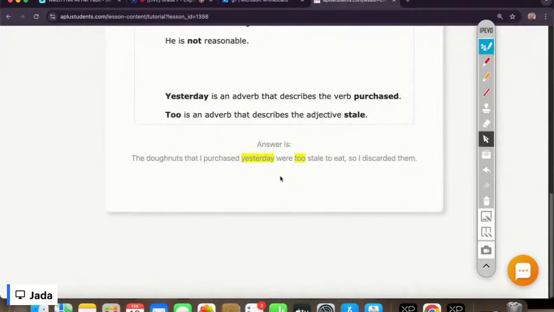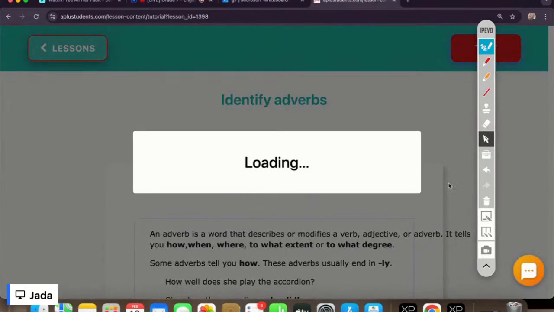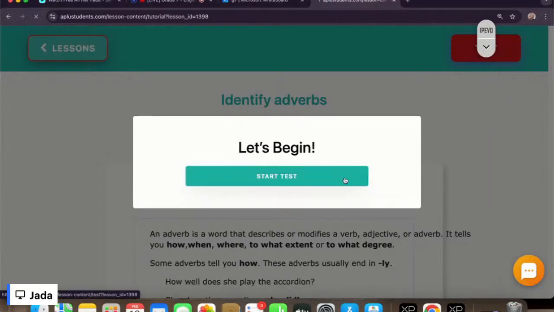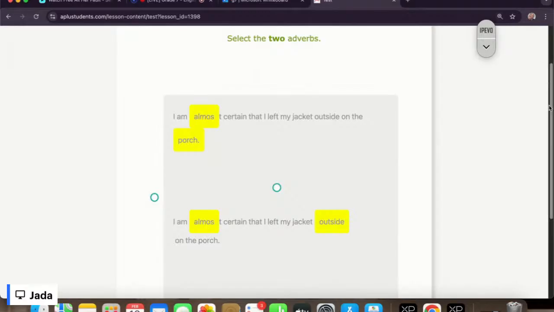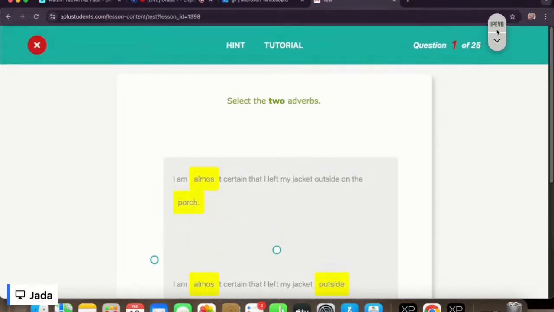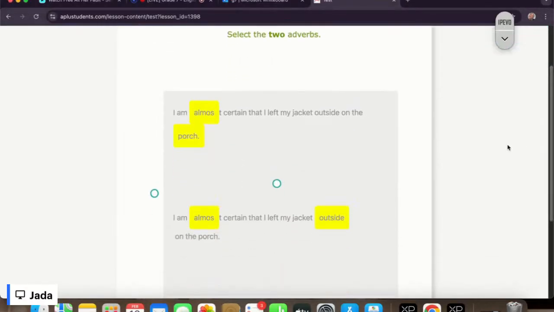The donuts that I purchased yesterday were too stale to eat, so I discarded them. So yesterday is an adverb that describes the verb purchased, and too is an adverb that describes the adjective stale. Alright, so let's go to the test and you can share your answers with me for what adverbs are. So you have to select two adverbs here. Is it the first or the second? Okay, so let's see.